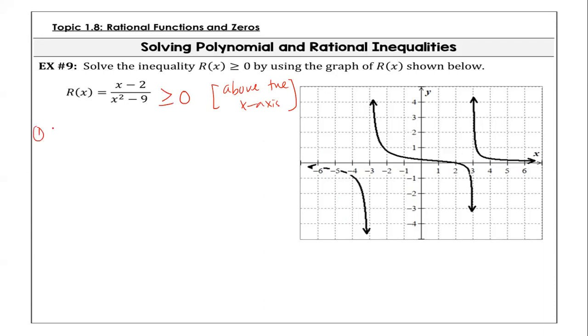So step 1 is find x-intercepts, because your x-intercepts are what splits your function from positive and negative y values. Make sense? Okay. So they are where? x plus 3 and x minus 3. And why is that? Those are not our intercepts. Those are our asymptotes.